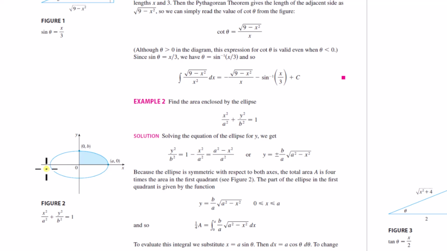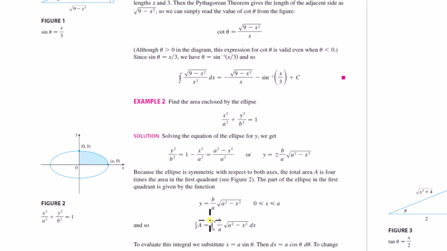And so what they do is they just say, okay, well, let's get y as a function of x. So they solve for y, and you get y is equal to plus or minus b over a, square root of a squared minus x squared. Okay, but then they note that there's a symmetry to this, and that if we just integrate from x is equal to 0 to x is equal to a, just using the positive form of this function, we can multiply that integral by 4 and get the area. Okay, so that's what they do here.